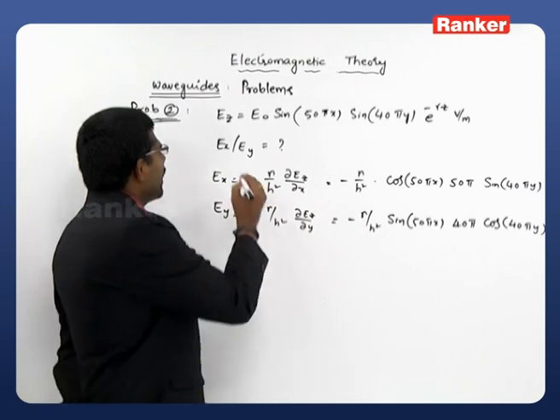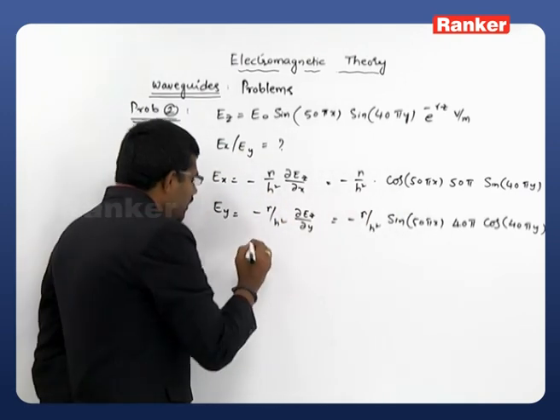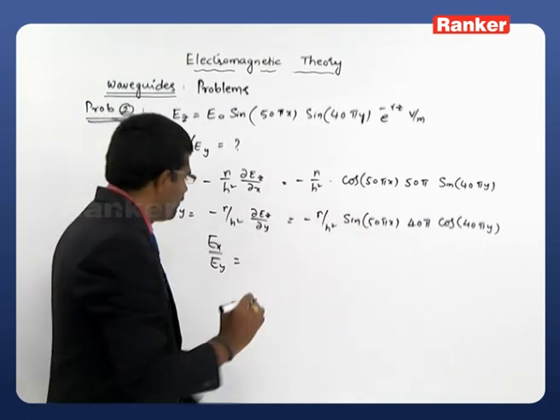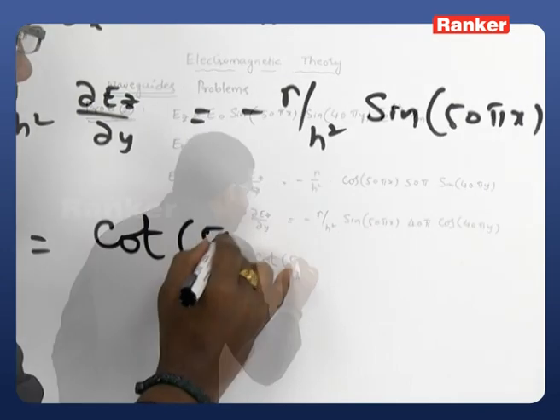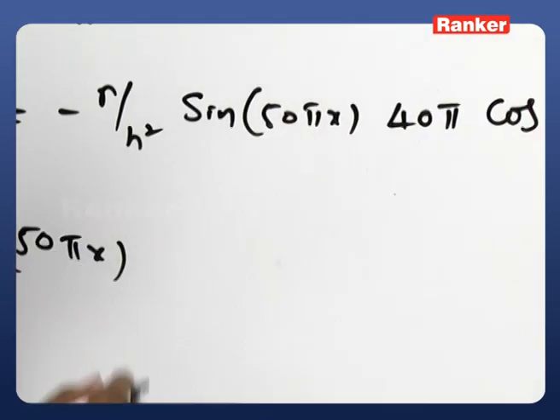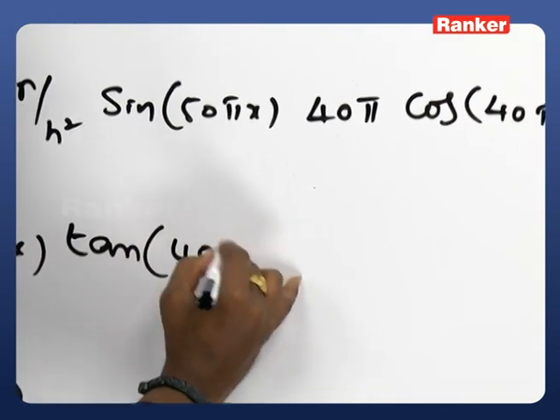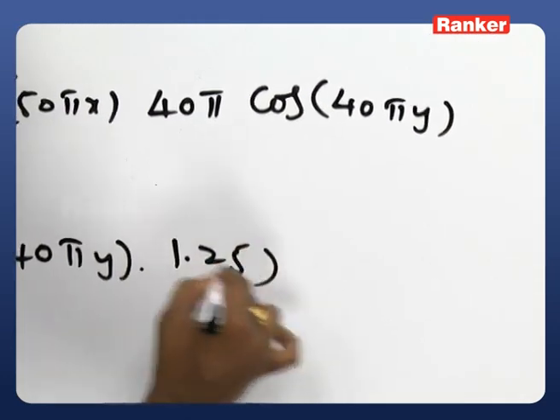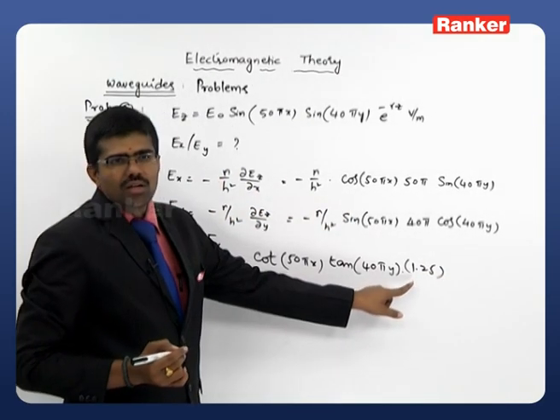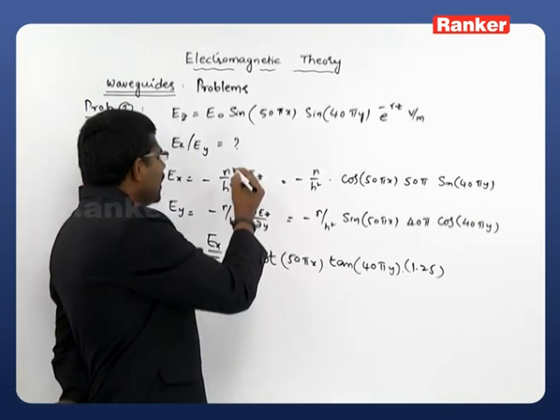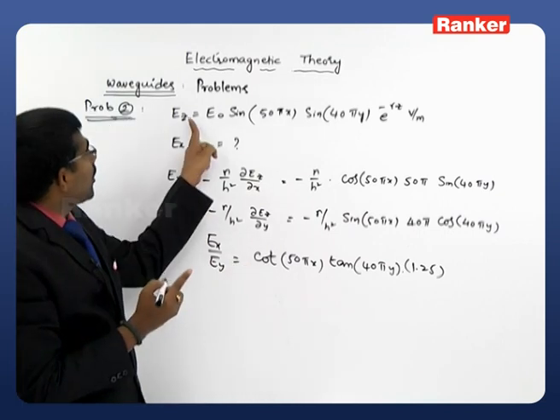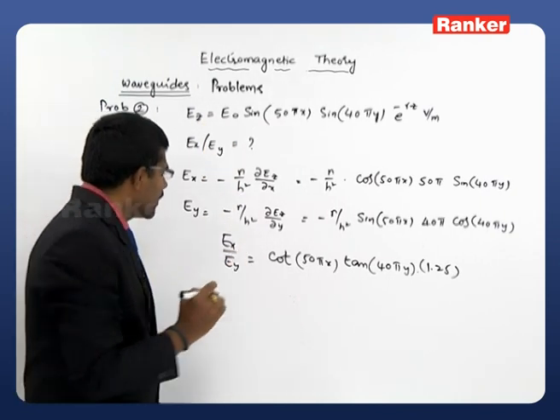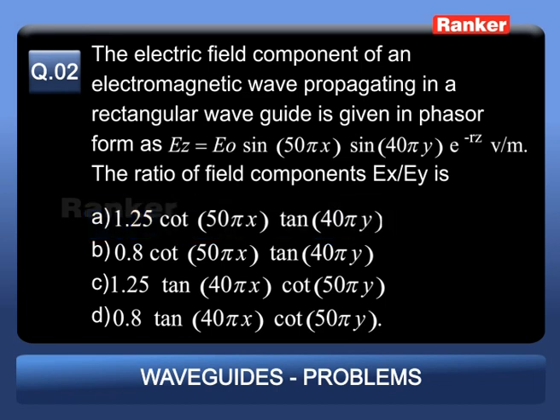Now what is the quantity we require? Ex to Ey, so just take the ratio of these two. Ex by Ey equals, this term will vanish, cos by sine, cot. So simply it is cot 50 pi x, and sine by cos, tan, that is tan 40 pi y. Pi will be cancelled, 50 by 40 is 5 by 4, approximately 1.25. So this is the answer that we require. This is available in option A. Just consider our Ex, Ey equations, as our component is Ez, z equals 0, that is clearly a TM wave. After substitution and solving, you will get this answer. Option A is correct.